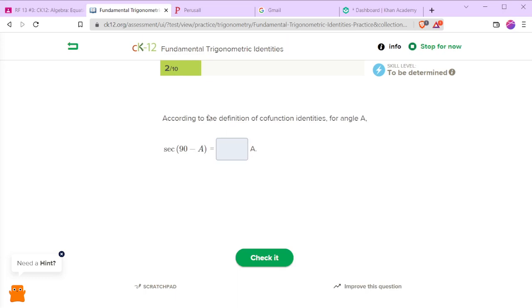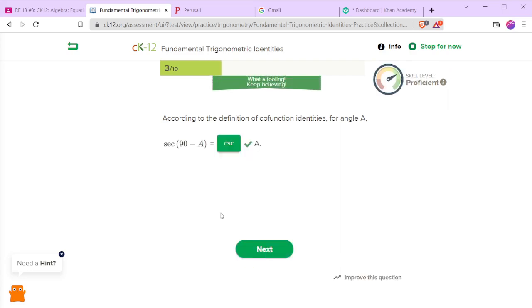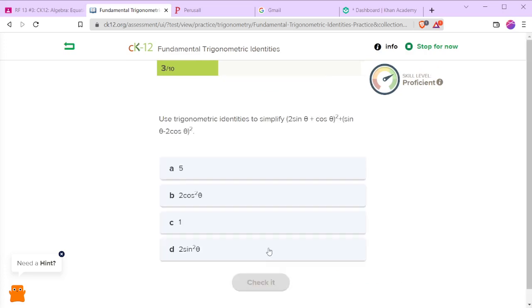And according to the definition of cofunction identities, we want to look at angle A. Secant of 90 minus A is 1 over the cosine of 90 minus A. But if we think about cosine of 90 minus A, that's the opposite side of the triangle. So that's the same as the sine of A. So this one would be the same as cosecant A. So sine of 90 minus A is cosine of A, just like cosine of 90 minus A is sine of A. The same relationship holds true for secant and cosecant.